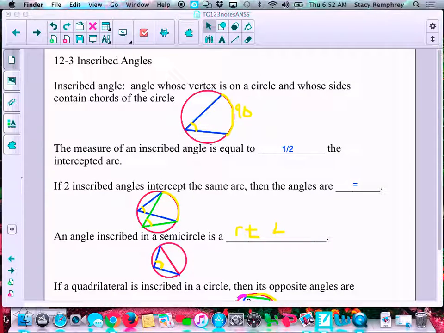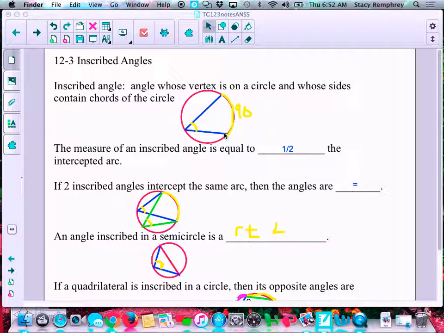Okay, for today we are going to be talking about inscribed angles. So first we need to know what an inscribed angle is. I tried to show that here in blue. An inscribed angle is an angle whose vertex is on a circle. If you look at it right here, there's the vertex of the blue angle, and its sides contain chords.